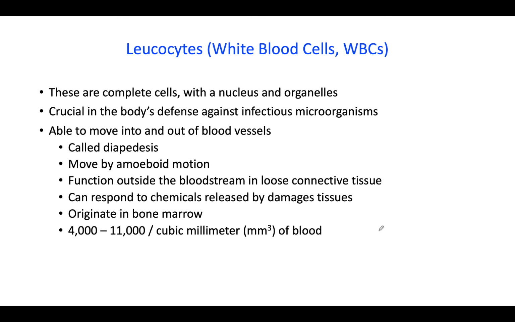What does a leukocyte do once it moves from the blood vessel to the tissue? The function of a white blood cell is to protect the body against invading microorganisms and remove dead cells and debris from the tissue by phagocytosis. White blood cells originate in bone marrow. There are about 4,000 to 11,000 leukocytes present in a cubic millimeter of blood.